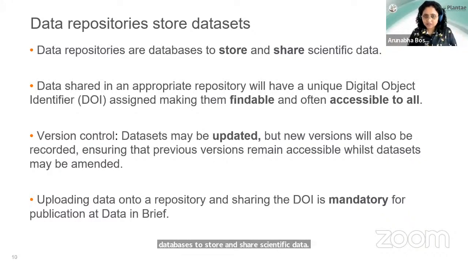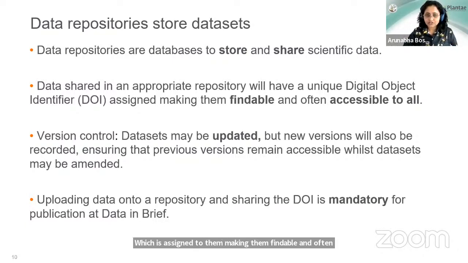Data shared in an appropriate repository will have a unique digital object identifier, or a DOI, which is assigned to them, making them findable and often accessible. And what they will also have is version control. So what this means is data sets may be updated. You can go back and edit your data sets, but they will contain a record of each version. So as you edit your data set, it will still have a version 1 or version 2. So if anyone needs to go and find it, they can find each of these versions as the data undergoes more maturity, or as you add more samples to your data set.